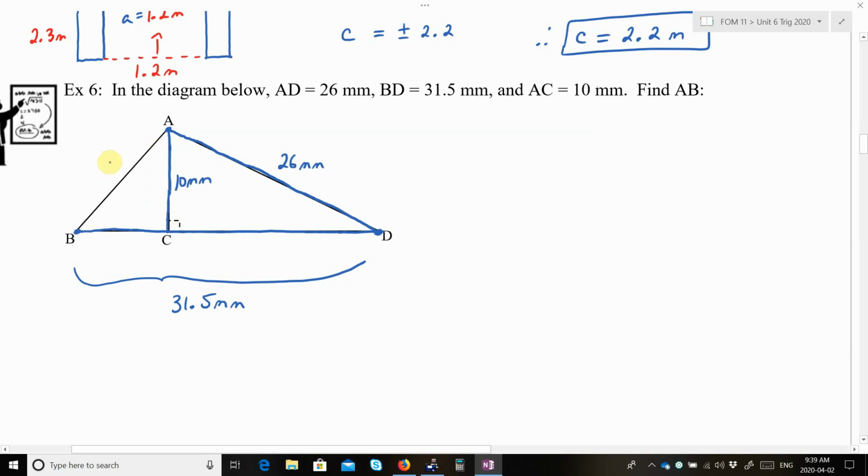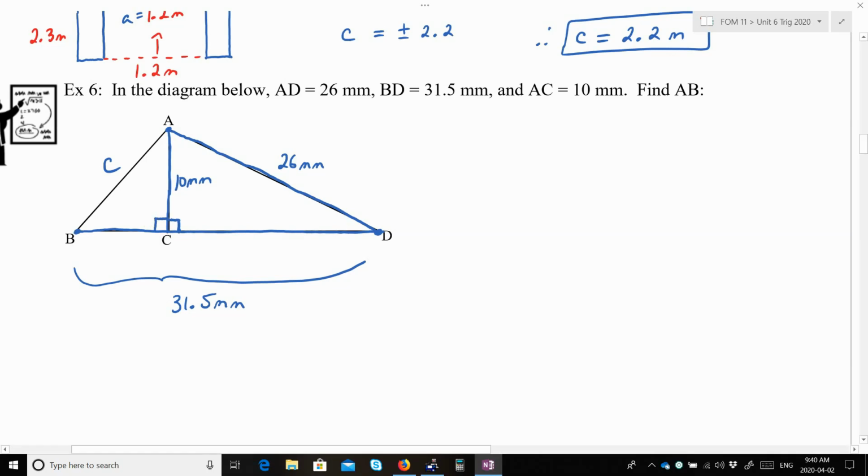Find AB. So they want us to find this length over here, which I'm going to label C. Okay, and I've labeled that C, guys, because notice that there's a 90-degree angle box right here, and if that's 90 degrees, then the angle right beside it has to be 90 as well, because they're sitting on a straight line, so they have to add to 180. So they're both 90. And you can see that we have two 90-degree triangles.